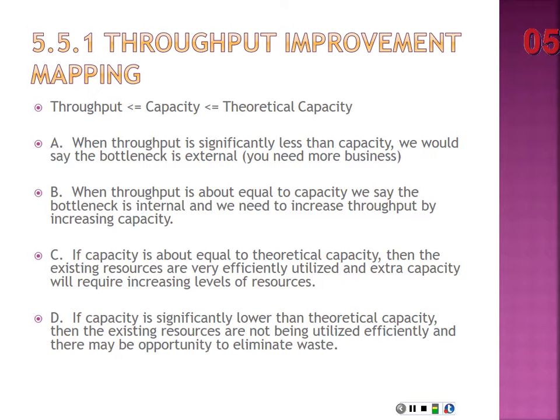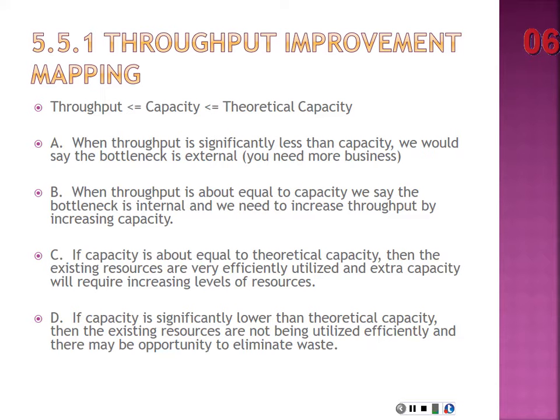If capacity is about equal to theoretical capacity, then we're saying that our existing resources are very efficiently utilized, and extra capacity will require increasing our levels of resources, right? If they're not, though, we shouldn't say, well, we need to increase our levels of resources. We should say we need to look for waste in the system and try to remove that waste from the system. Okay, so then if the capacity is significantly lower than the theoretical capacity, then the existing resources are not being utilized efficiently, and there may be opportunity to eliminate waste.